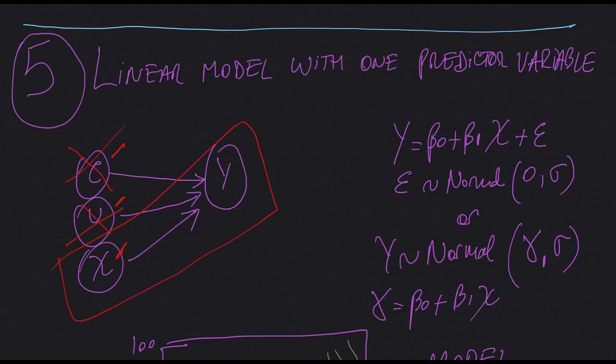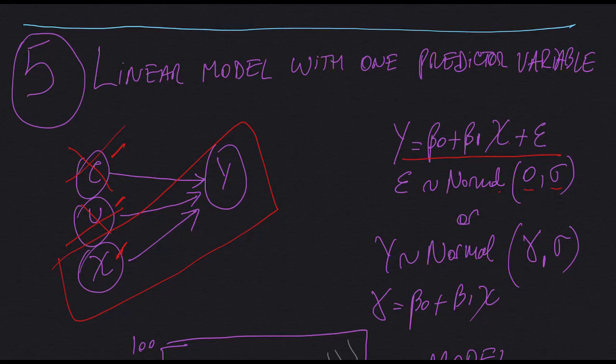Now, in terms of the linear model, the most common equation would be this, which is y equals beta 0 plus beta 1 times x plus epsilon. And epsilon is distributed normally with mean of 0 and standard deviation sigma.